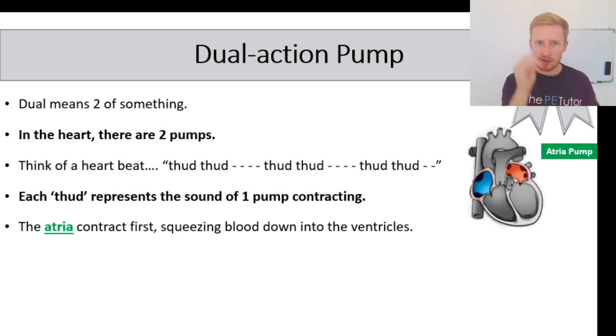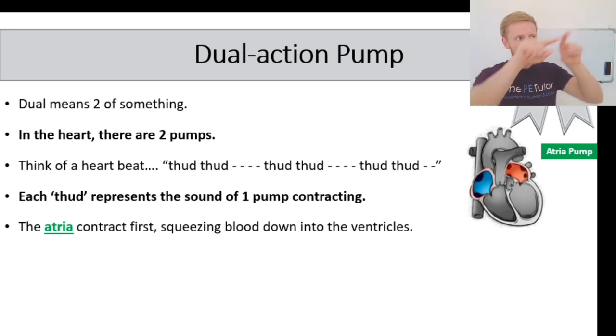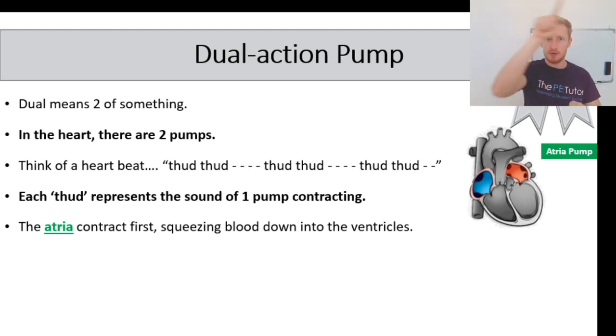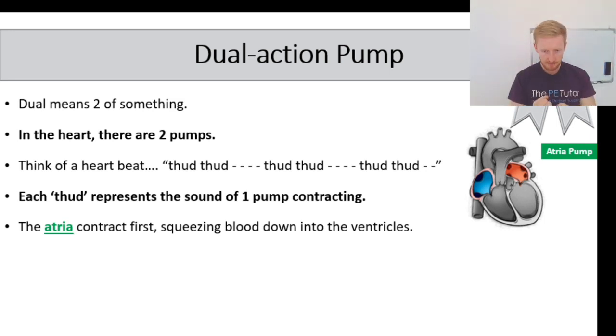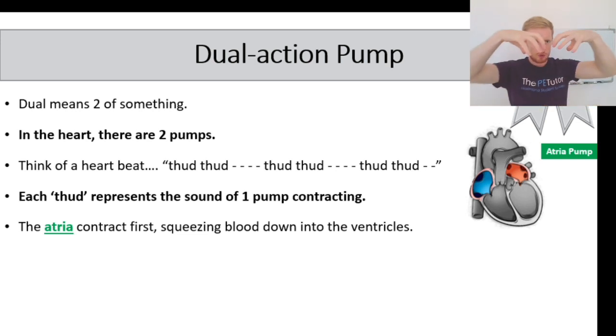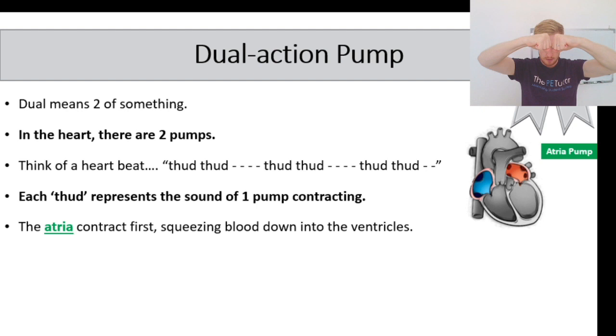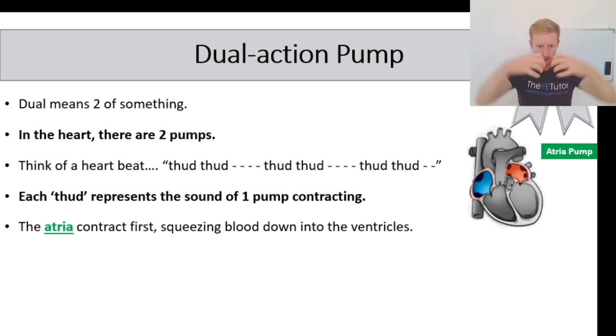Now the first thud you hear, if we think back to that cycle of blood flow that we just had a look at, it went atria, then ventricles, then pulmonary circuit. Atria, then ventricles, aorta. Now we've got the atria contracting, thud, 1. Then the ventricles contract, thud, 2. Thud, thud.